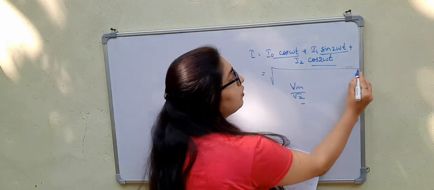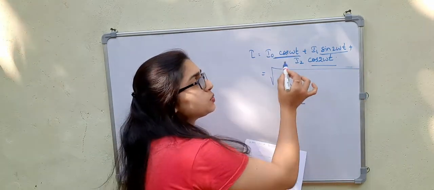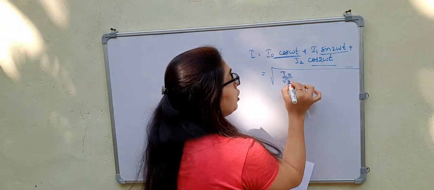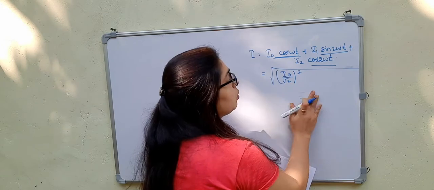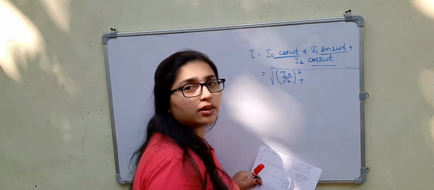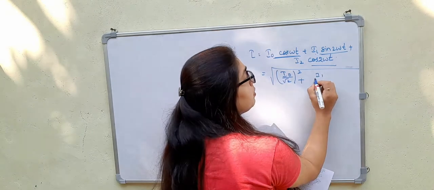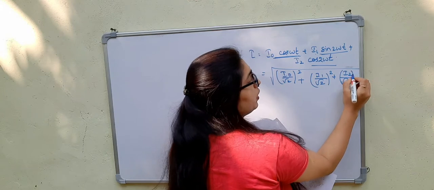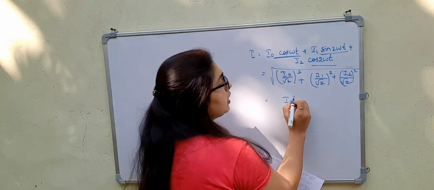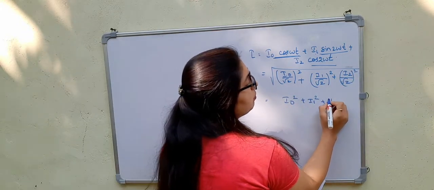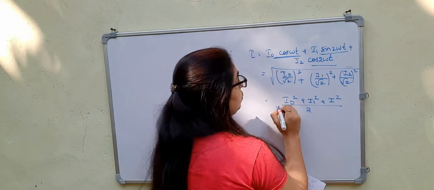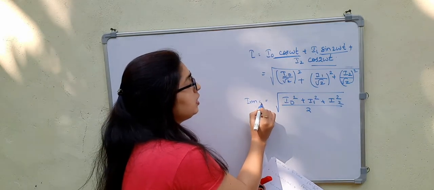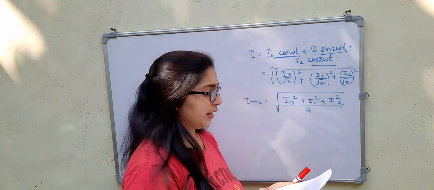So now we can consider the RMS. This is the square root, right? What is the RMS value of this? That is I naught by root 2. Now I have to take the square of that, so it is I naught by root 2 whole square. And here it is I1 by root 2, so I1 by root 2 whole square plus I2 by root 2 whole square. This can be written as I naught square plus I1 square plus I2 square divided by 2. The square root of this will be your RMS value of the current.